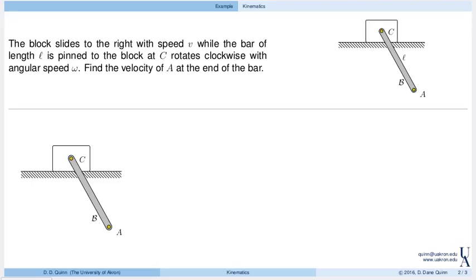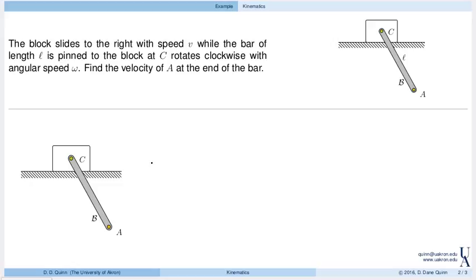Today I would like to do an example dealing with planar kinematics. We have a block, shown here, that slides to the right with speed v, while the bar, which has length L, is pinned to the block at the center of the block, point C, and rotates with angular speed omega. And the rotation here is clockwise. I'd like to find the velocity of the point A, which is at the end of the bar.